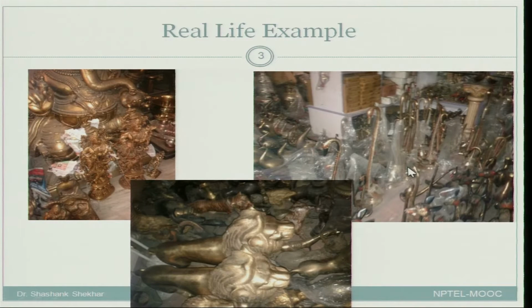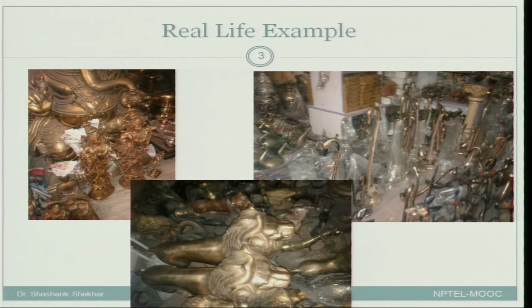Here is another example. What are you looking at? You are looking at some brass sculptures. You know where these are manufactured? These are manufactured in Moradabad city of UP. Moradabad city is famous for these kinds of sculptures, and these were formed using brass, because brass has very good fluidity.